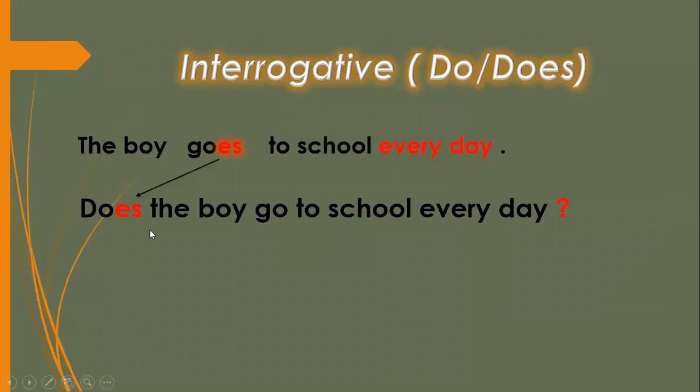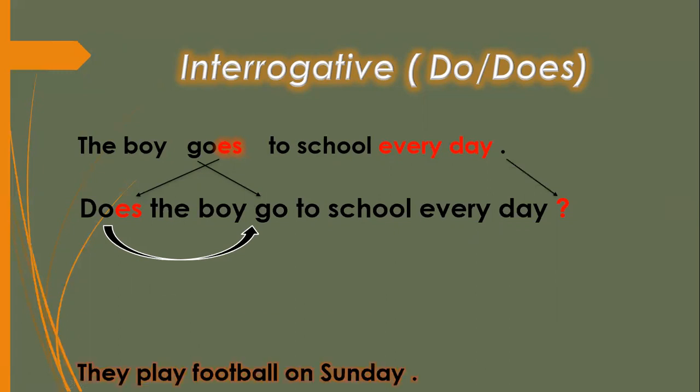Why do we use does? Because the subject is singular. So if the subject is singular, we use does to make a question, okay? After does, pay attention that you must use the infinitive form of the verb. And don't forget to change the full stop into a question mark.